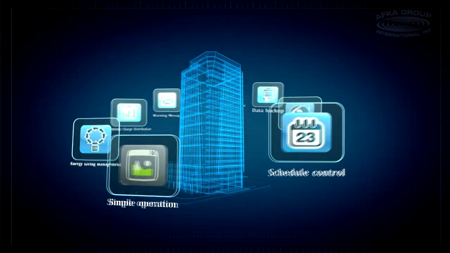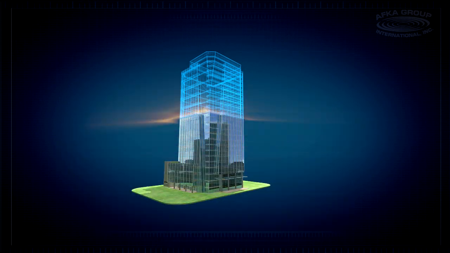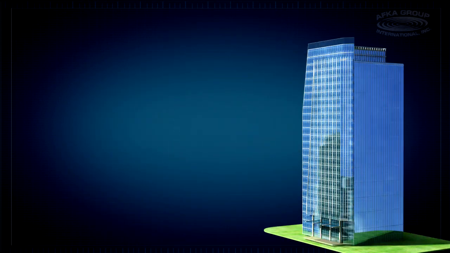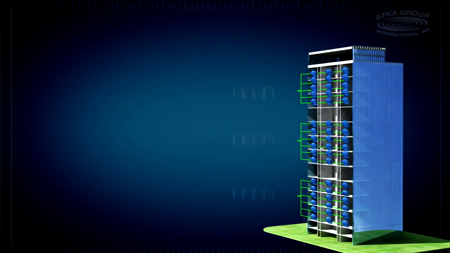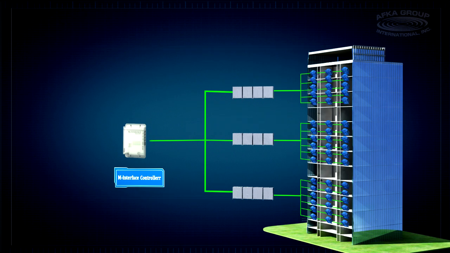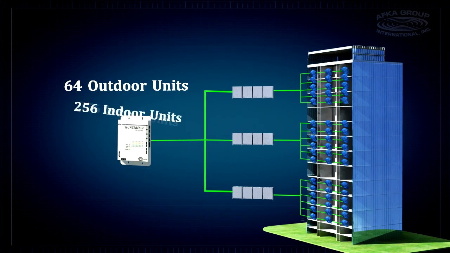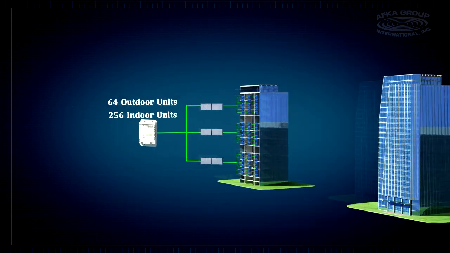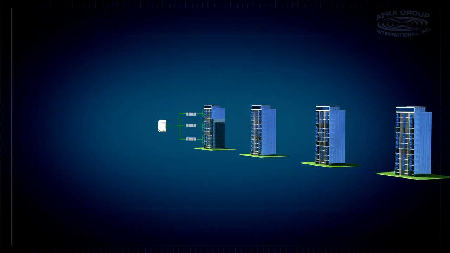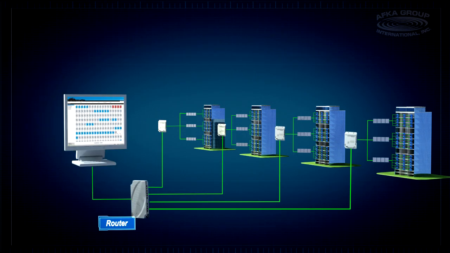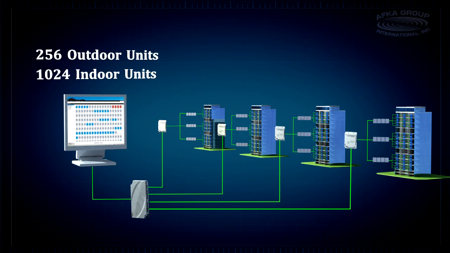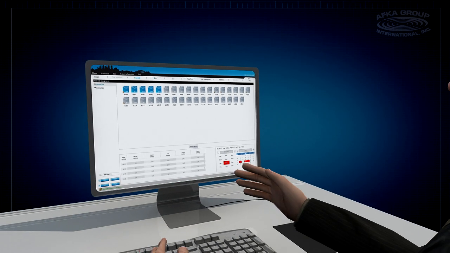Up to maximum 16 refrigerant systems can be connected to one M interface. Maximum 64 ODUs, 256 IDUs. Up to maximum 4 M interfaces can be connected to one PC through router, hub, or LAN switch. Hence, maximum 1024 IDUs possible to be controlled by one PC through Afka Group software.